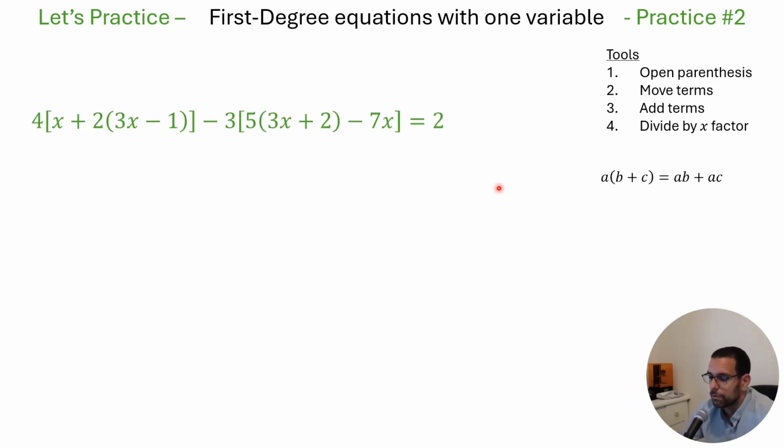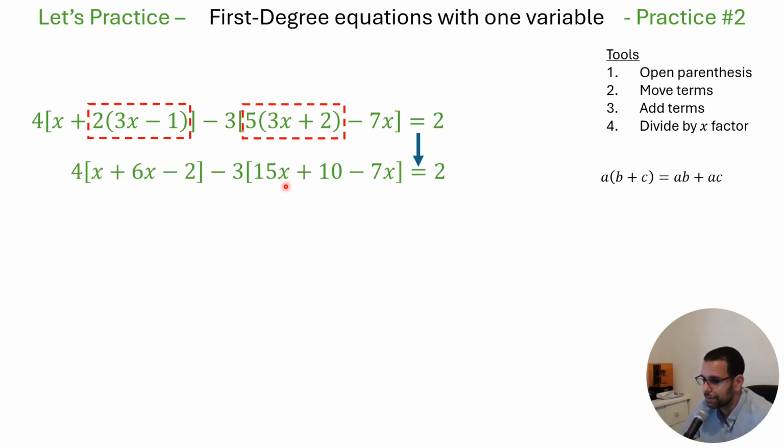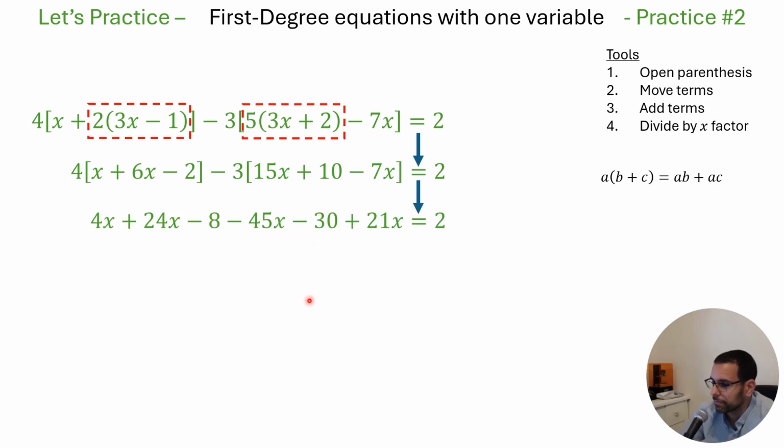Right here in front of us we have an equation that has a double set of internal and external parentheses. That doesn't make a difference. We're just going to do the same as we did before. We're going to open the internal parentheses first, and we're going to get what we have right here. And then let's open the external parentheses to get what we got right there.